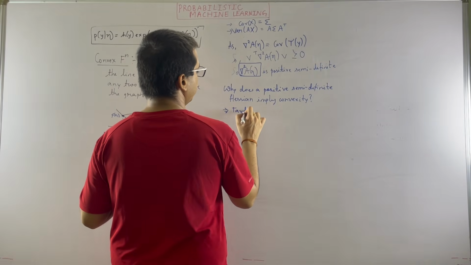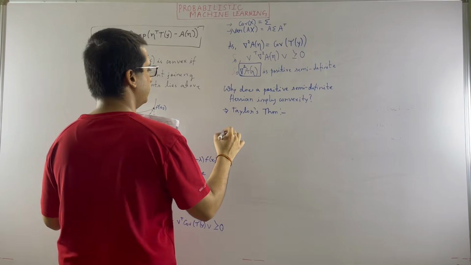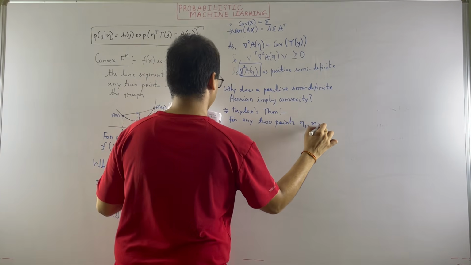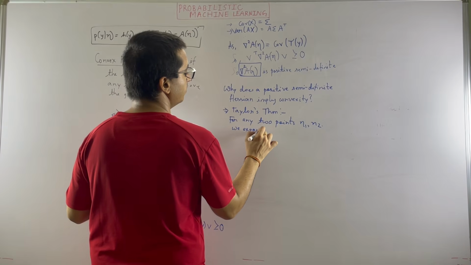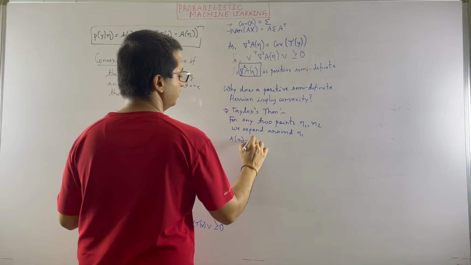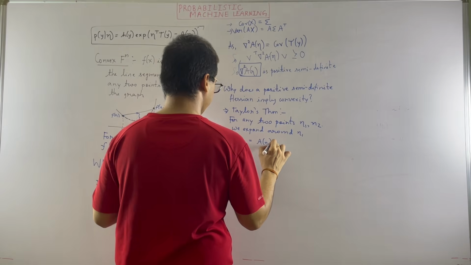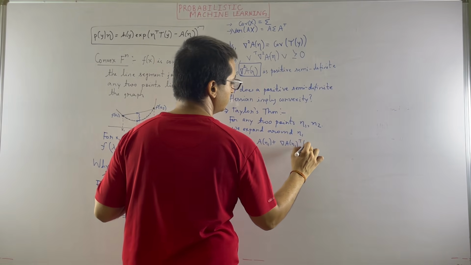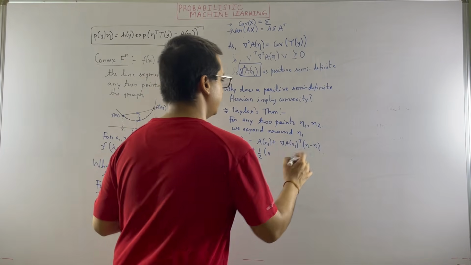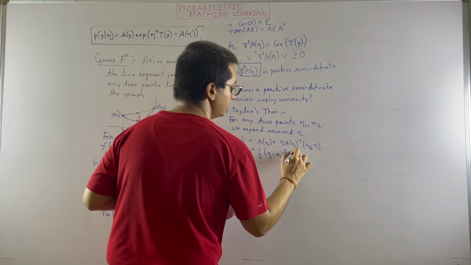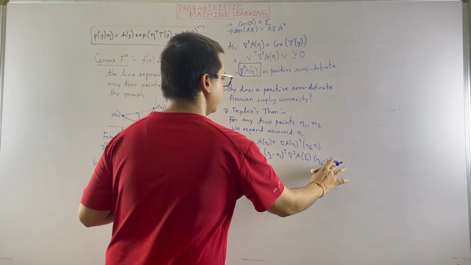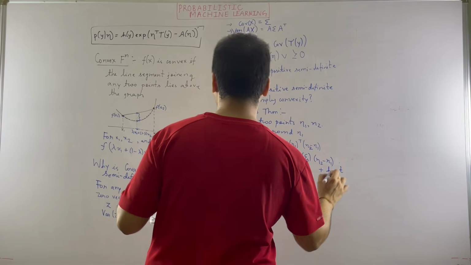If you recall Taylor's theorem, for any two points, say eta 1 and eta 2, we expand the Taylor series around eta 1. I can write the log partition function for eta 2 as an expansion around eta 1: A of eta 1 plus gradient A of eta 1 transpose (eta 2 minus eta 1), plus one half (eta 2 minus eta 1) transpose del square A of zeta (eta 2 minus eta 1), plus some higher order terms that I am ignoring.